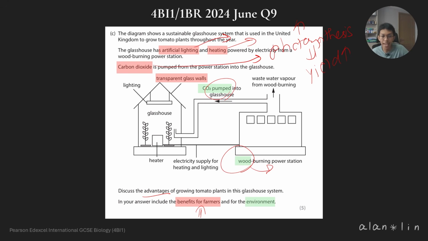Now, if you don't plan like that, and you just get straight into writing, what could happen is you talk about artificial lighting improving photosynthesis, heating improving photosynthesis, carbon dioxide improving photosynthesis. So you're basically repeating the same thing 3 times, wasting your time writing, even though you're getting 1 mark for saying the same thing 3 times. So I do strongly encourage planning and doing it briefly and quickly, because it will save you a lot of time writing unnecessary stuff.